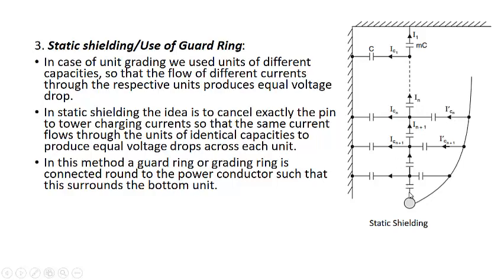When this happens, you can see the same current will flow throughout the string. Since they are identical, their capacitance will be the same, their capacitive reactance will be the same, and hence their voltage drop will be the same. That means potential distribution will be uniform. So in this method, a guard ring or a grading ring is connected around the power conductor such that it surrounds the bottom unit. So it surrounds the bottom unit like this.